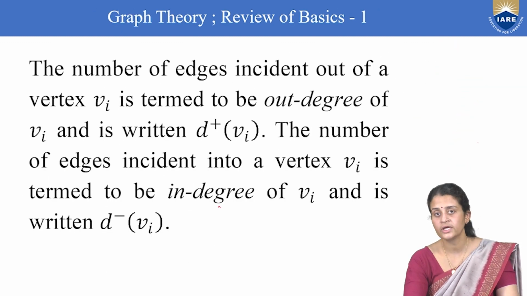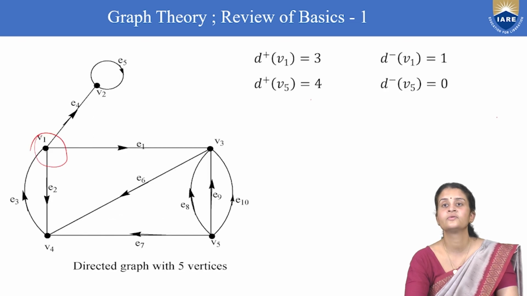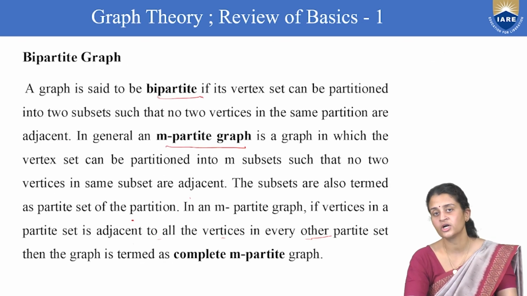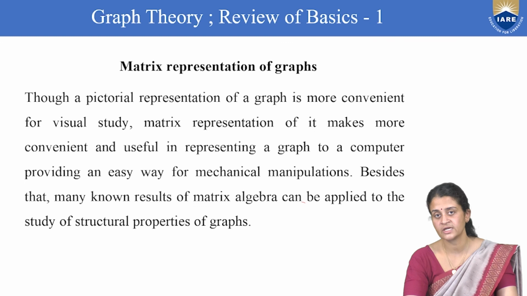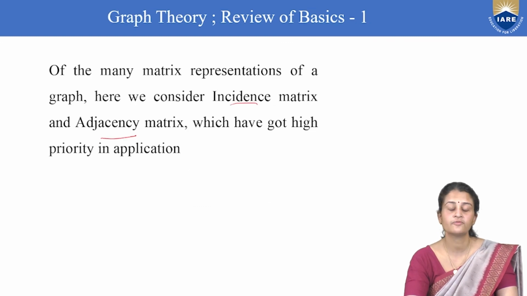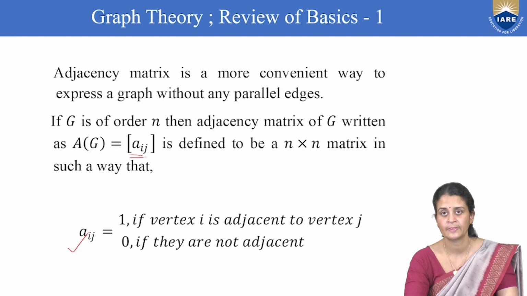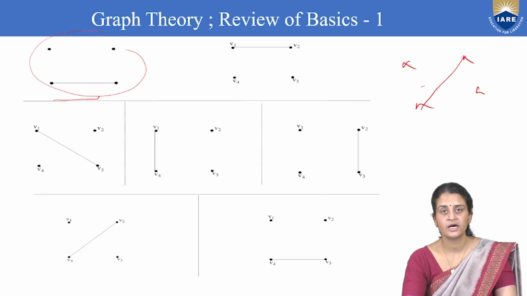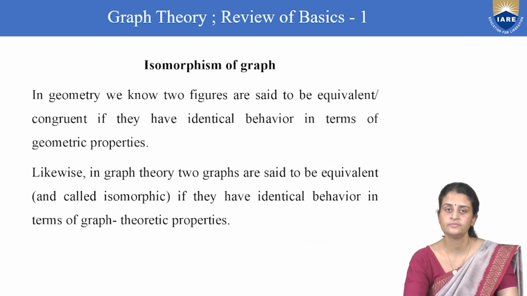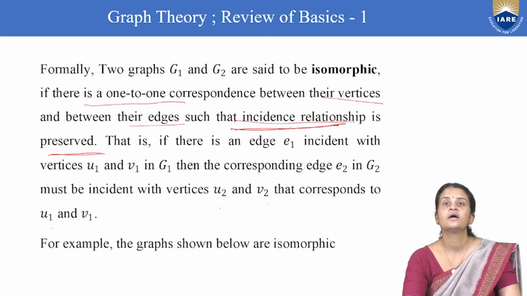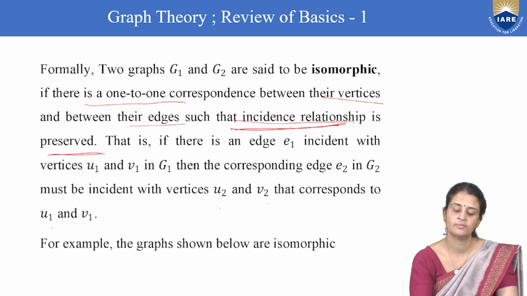And the in-degree and out-degree of a vertex of a directed graph. Then what is a bipartite graph, and we have the complete bipartite graph. Then we have seen what is the matrix representation of a graph. We have dealt with the incidence matrix and adjacency matrix. Now, what is a labeled graph and what is the difference in labeling? Okay. And subgraph, spanning subgraph, induced subgraph, and clique. And then the isomorphism of graphs, which is most important. You should be familiar with it. It should always be kept in mind that the incidence relation has to be preserved.